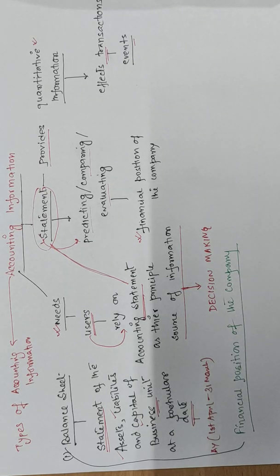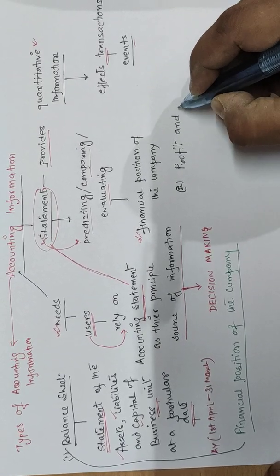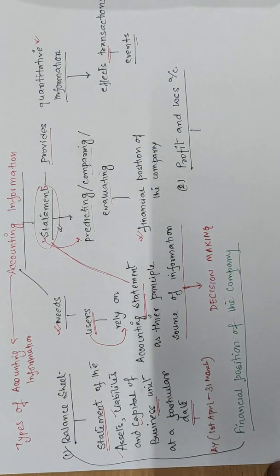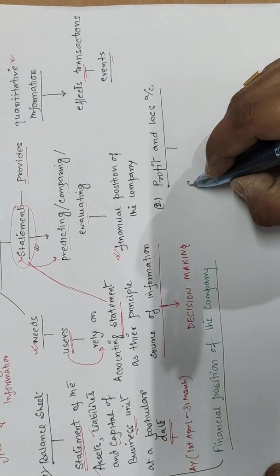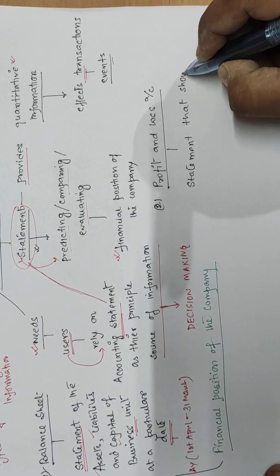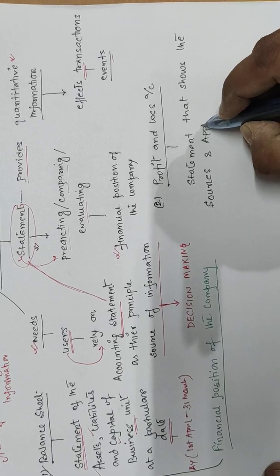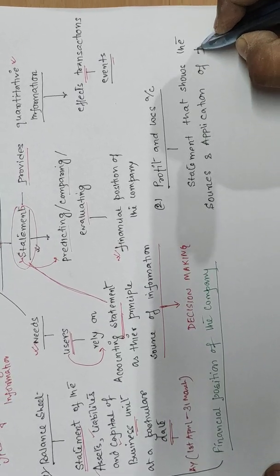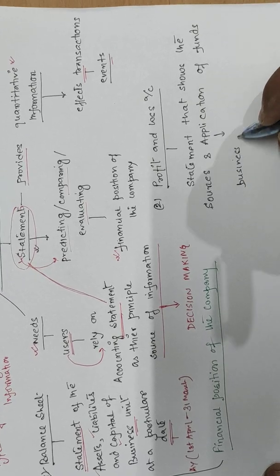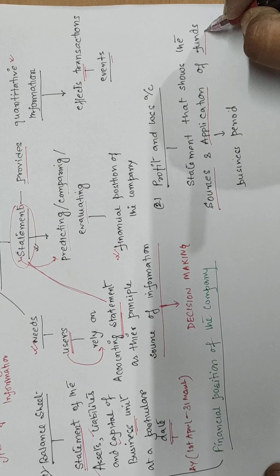Number two is the profit and loss account. What is the profit and loss account? Under accounting information, it is again a statement that shows the sources and application of funds within a business period. That is the main focus here: the source and application of funds.